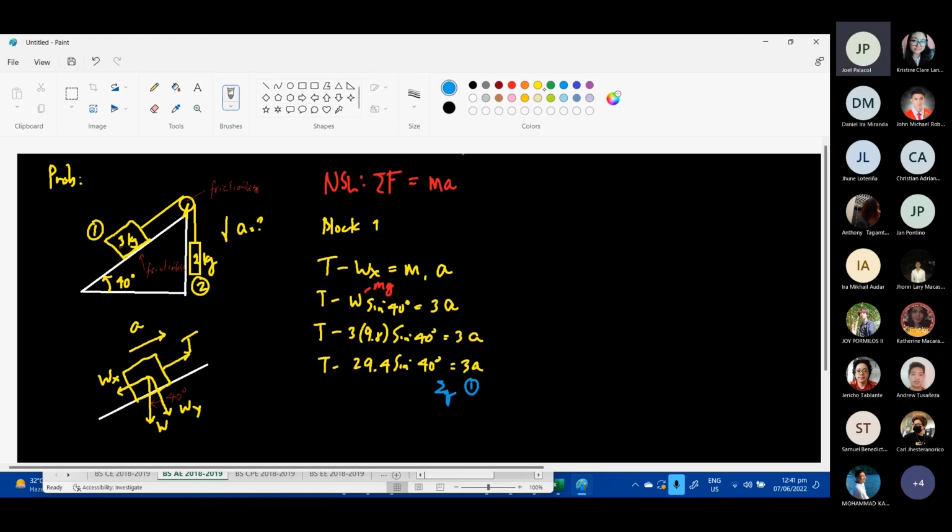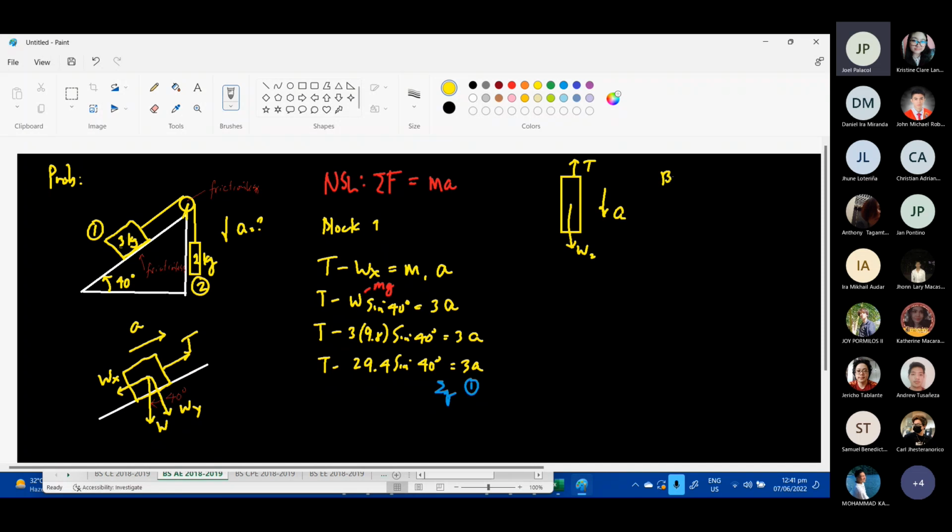We now go to block 2. For block 2, we have, of course, the weight. Let us call it W2, and the acceleration is directed downward. That is our assumption. And then, of course, it is connected to the same string with a tension T.